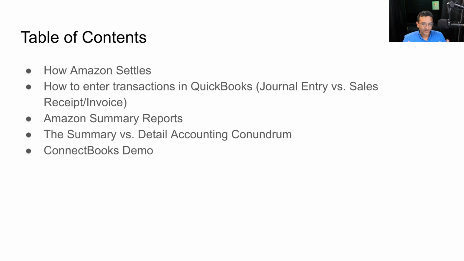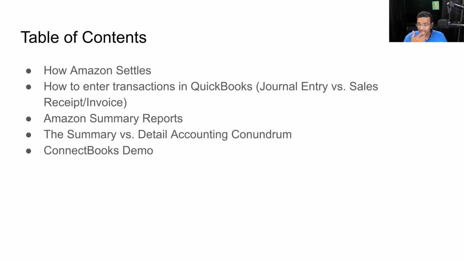So this is the stuff that we're going to cover. We're going to cover how Amazon settles. That's kind of the most important thing. Money gets dumped into the bank account of the merchant. How in the world does that dollar amount get calculated? And what matters in terms of all those numbers and all those pluses and minuses when it comes to actually booking it in QuickBooks.